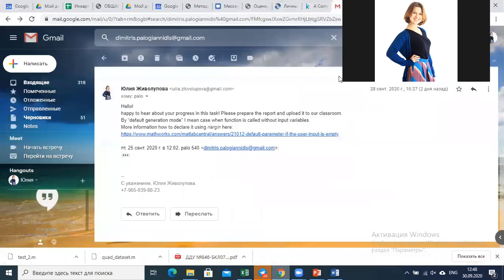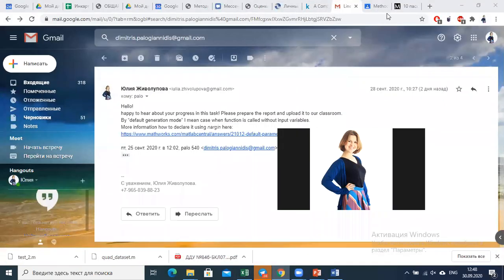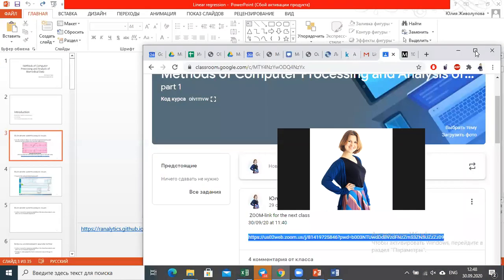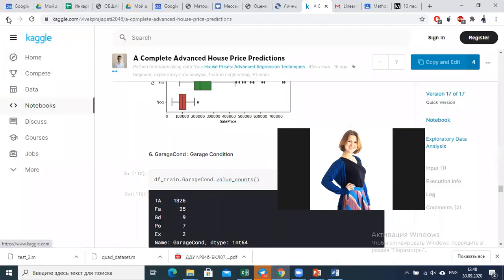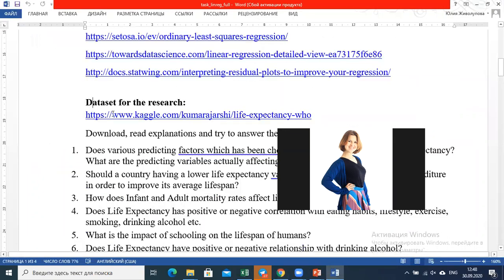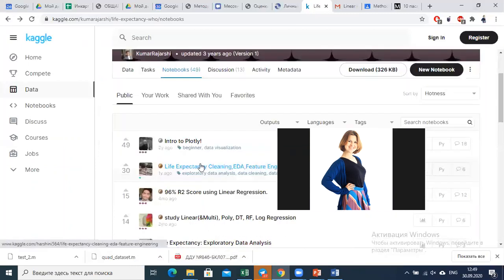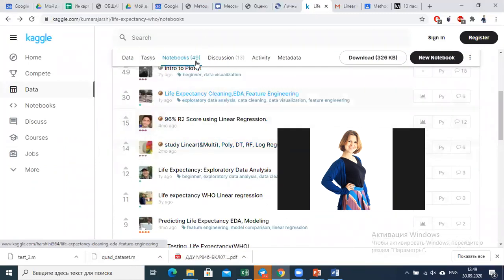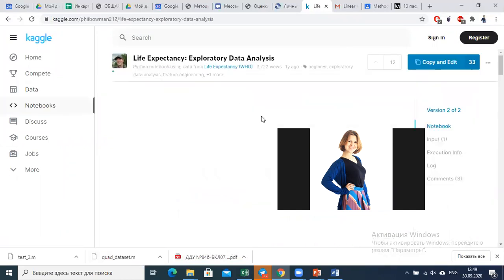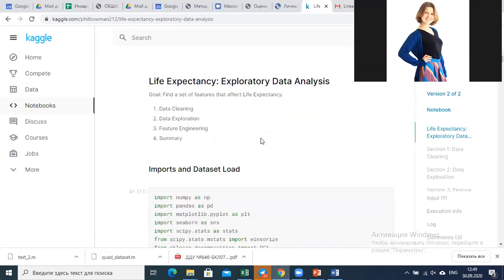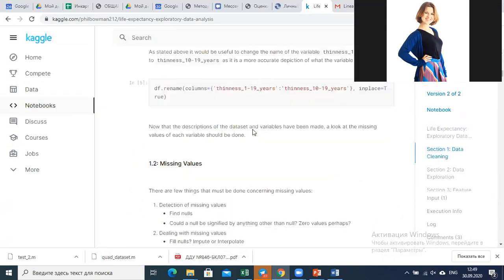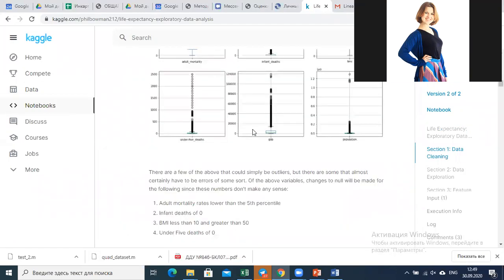I will show you an example. Where is it? In Kaggle. It's a data set, and the link you have here. Life expectancy from the World Health Organization. And here you will find notebooks with data analysis, where people try to find dependencies in the features. It's in Python, not in MATLAB, but it doesn't matter.